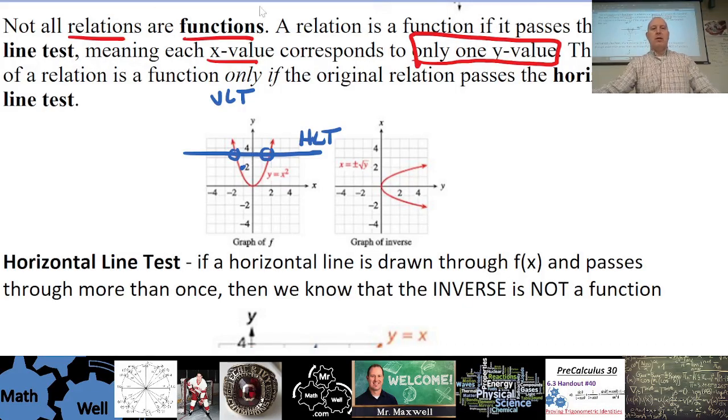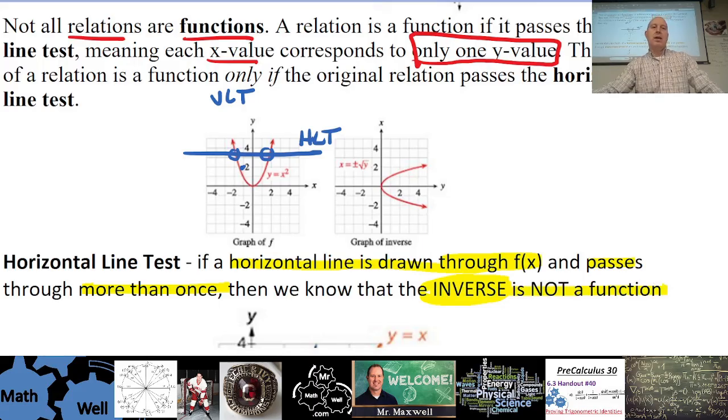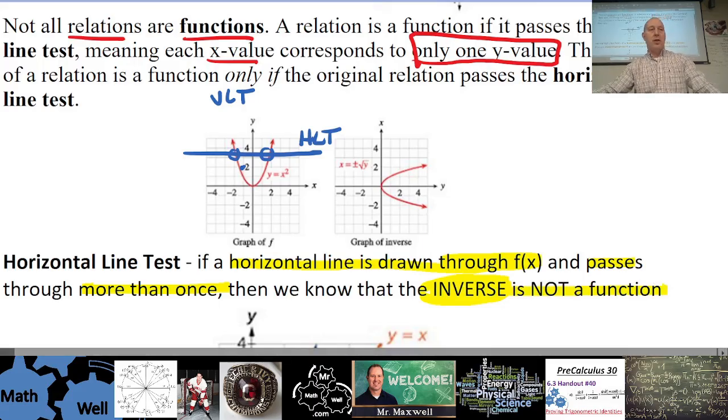So here it is down here, it's in your notes. If a horizontal line is drawn through f of x and passes through more than once, then that means that the inverse is not a function. Because of course this horizontal line would become this vertical line, you see? So if I invert all the points on the horizontal line, I get this vertical line, and this graph over here does not pass the vertical line test.